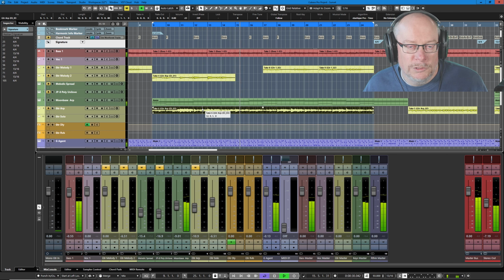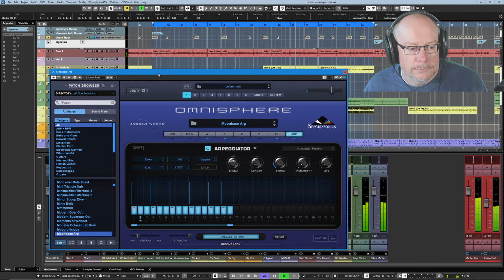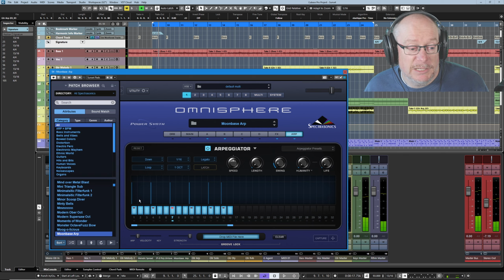Some wonderful timing offsets between these things. That's because Omnisphere has no idea that I'm in 13. So as far as Omnisphere is concerned, this is just a preset completely out of the box. I haven't touched it at all.